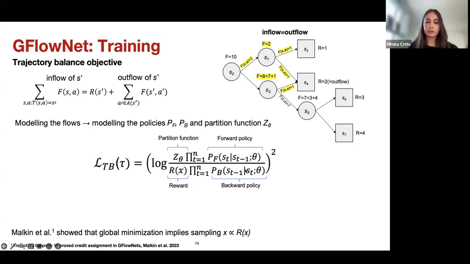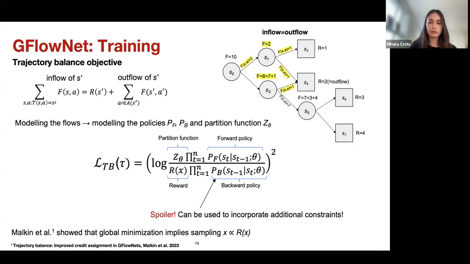Now, the backward policy can be set to uniform, it can be set to a constant, or it can be learnable via the trajectory balance loss or in different ways, which is something that we also played around with, and I'll talk about later. Because the spoiler here is that it can be used to incorporate additional constraints in the network if we choose to train it separately from the forward policy.